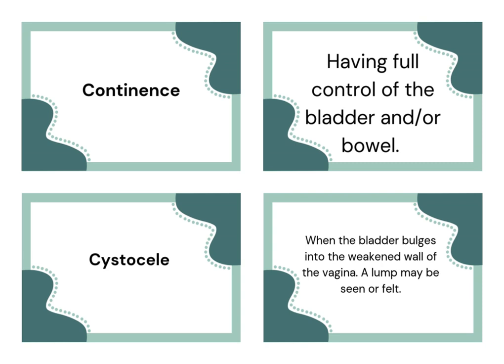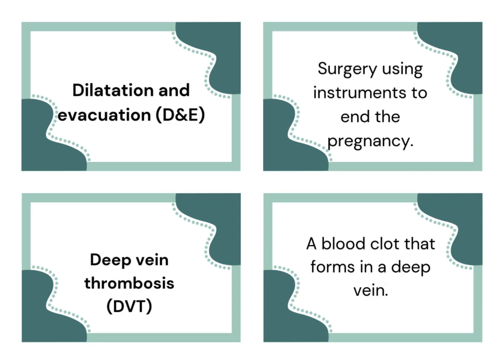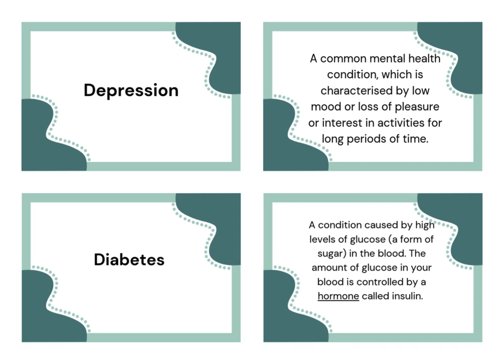A lump may be seen or felt. Dilatation and evacuation, D&E, surgery using instruments to end the pregnancy. Deep vein thrombosis, DVT, a blood clot that forms in a deep vein. Depression, a common mental health condition which is characterized by low mood or loss of pleasure or interest in activities for long periods of time. Diabetes, a condition caused by high levels of glucose, a form of sugar, in the blood.